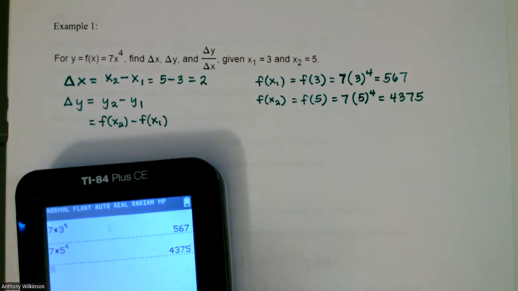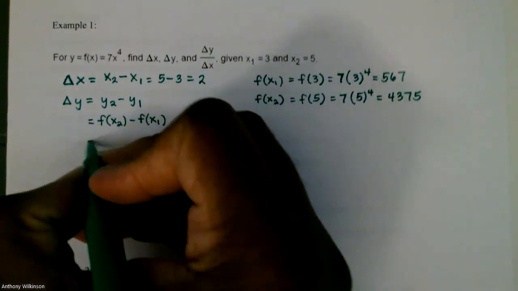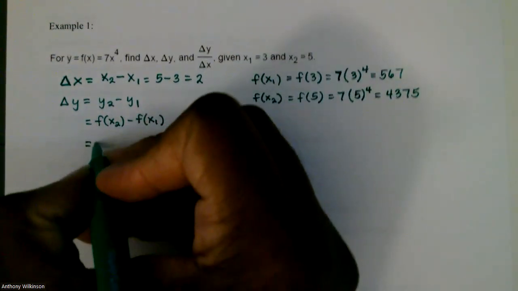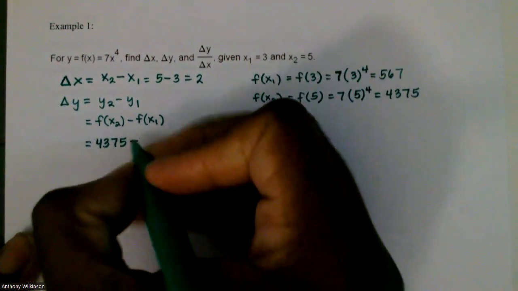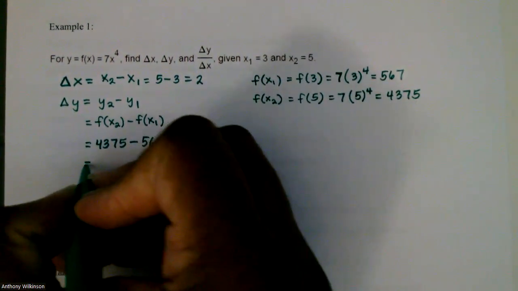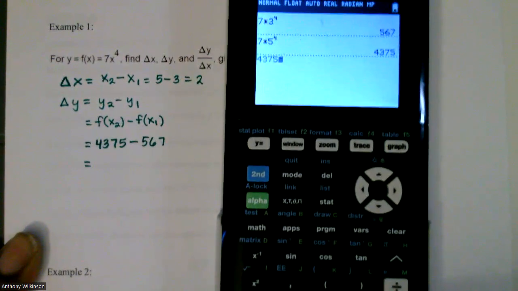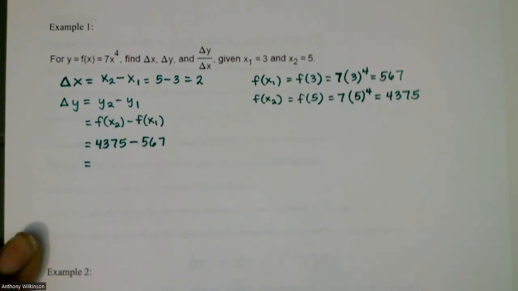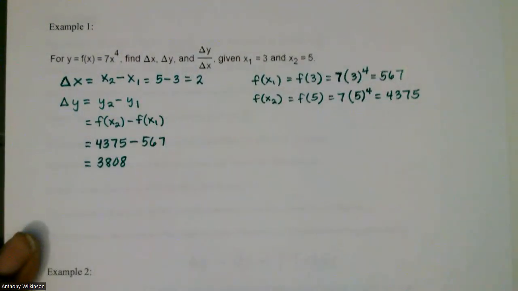Okay, so in this case here, we can find out what the change in y is, which is f of x2 minus f of x1. So we're going to take that 4,375, subtract from it f of x1, which is 567. If I subtract 567 from 4,375, this will be 3,808. So the change in y is 3,808.